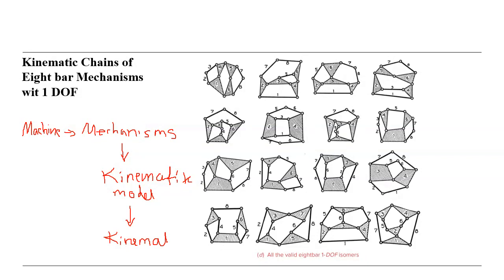Kinematic chain. So, what is a kinematic chain? What do we mean? So this is a kinematic chain. So here, this is a kinematic chain. All of them are kinematic chains. So all the valid 8-bar, 1 degree of freedom kinematic chains. 8-bar means that the kinematic chain consists of 8 bars.